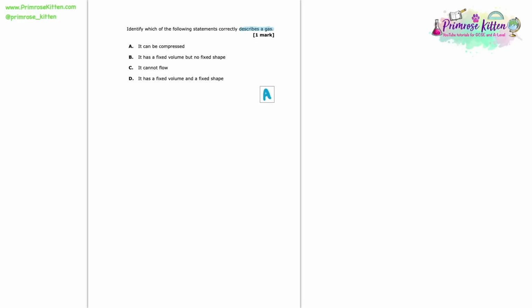So B states that it has a fixed volume but no fixed shape. Well, actually gases don't have a fixed volume. They can fill whatever space they are in, and so that means that their volume can grow essentially. It's not like a liquid where they do indeed have a fixed volume and no fixed shape. You know, the shape fills a container with a liquid, doesn't it? But the volume always stays the same. So B is actually describing a liquid.